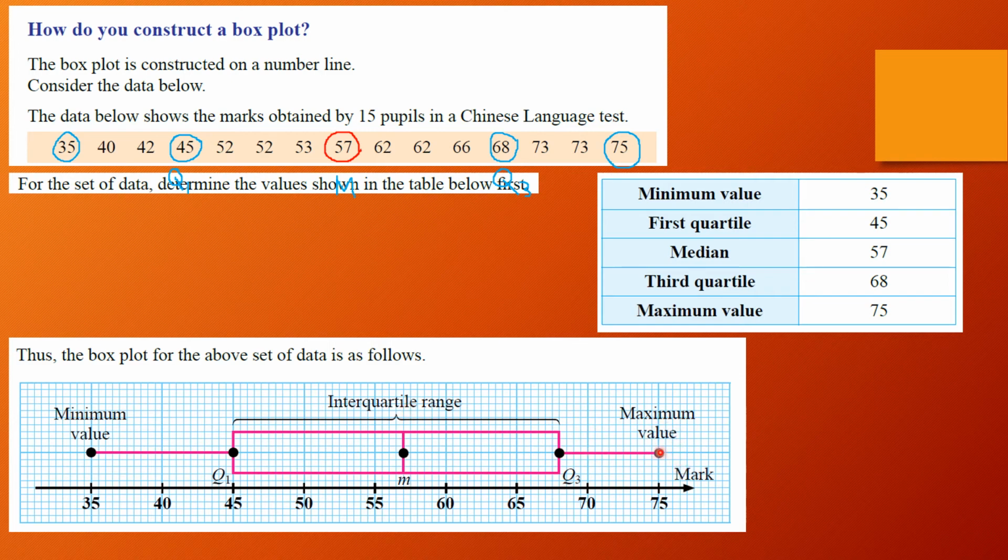Then the last part will be the maximum value. So the maximum value is 75. So this is how we draw the box plot. Start with the minimum value, then you draw the box from first quartile to third quartile, then you draw the median, then the maximum value. Please draw a line from the box to the maximum value and from the box to the minimum value. Make sure all the dots are on the same line.